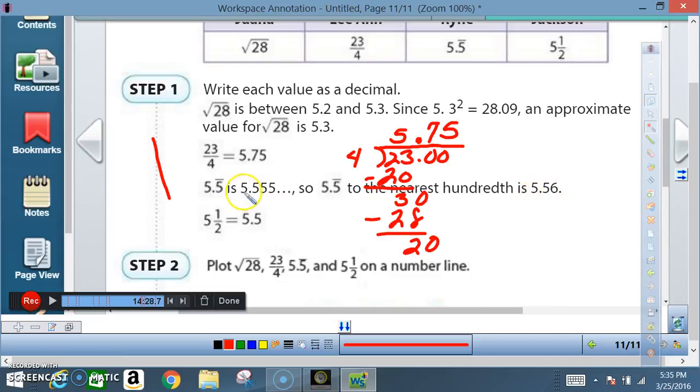So all they did there was this. This is the tenths spot, this is the hundredths spot, and this is the thousandths spot. So you look at the thousandths spot, that's 5 or greater. So that means the spot before it, which is the hundredths spot, goes up 1 digit. So the 5 becomes a 6. So that's how we ended up with 5.56.